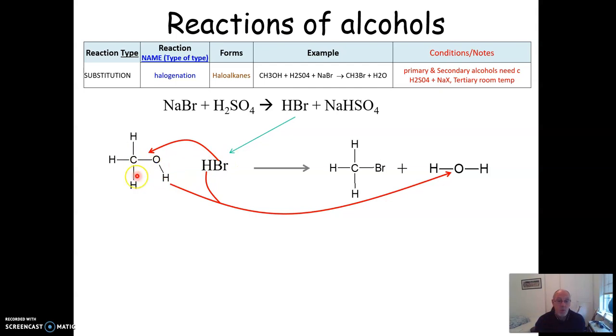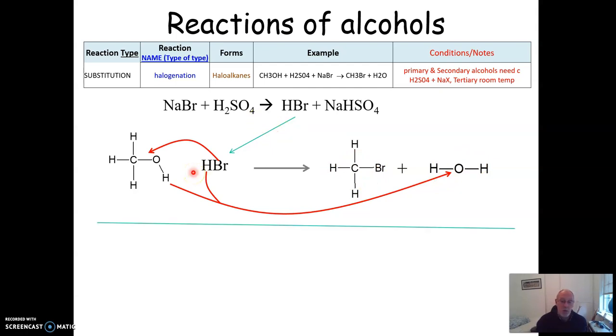Now, with primary alcohols, the hydrogen bromide can just react straight away. That's what it means here. Primary and secondary alcohols, you need the concentrated sulfuric acid and the sodium bromide to produce the hydrogen bromide. It won't just react with hydrogen bromide. You need these two to react to make the hydrogen bromide, at a slightly higher temperature as well, and that will produce the HBr, and then it's the HBr that reacts with the alcohol, producing your haloalkane, in this case bromomethane, and your water.